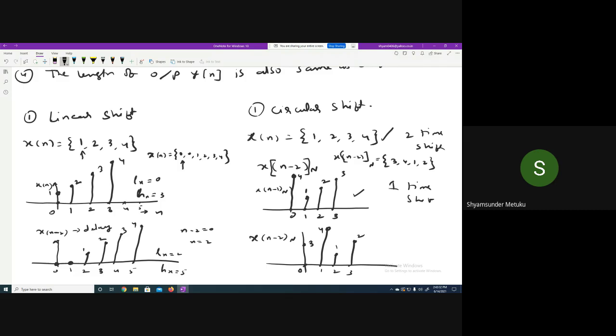Whereas the circular shift, anyhow you need to write from 0 onwards, right? So at 0, what is the value? 3. At 1, what is the value? 4. At 2, the value is 1. At 3, the value is 2. So same thing I am writing here. Still, my origin will be at 0 only. So what is the length of x of n minus 2 and what is the length of x of n minus 2? Sorry, this is not x of n, this is n minus 2.